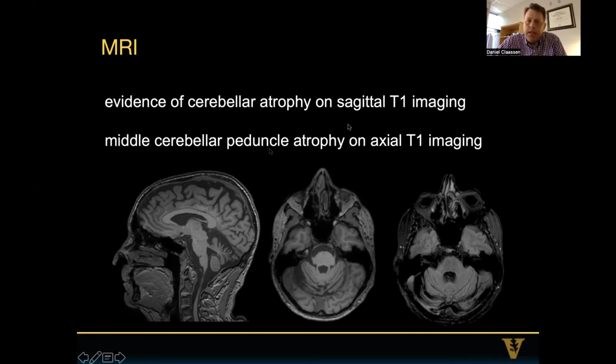And we call this T1 imaging. It's a type of sequence that we're looking at where the tissue is gray and the cerebral spinal fluid is dark.